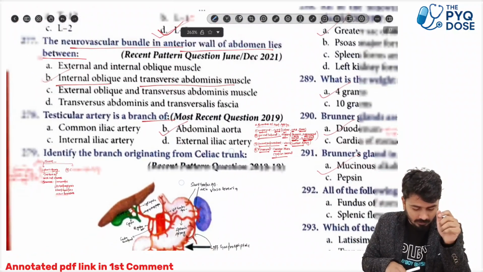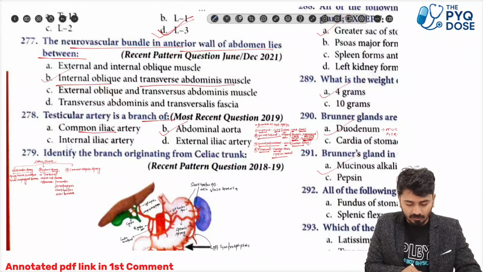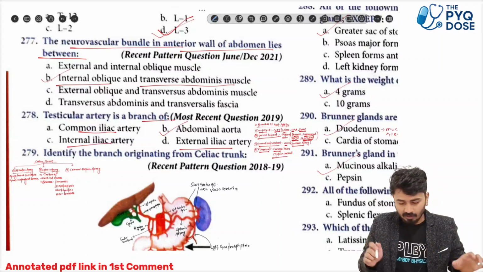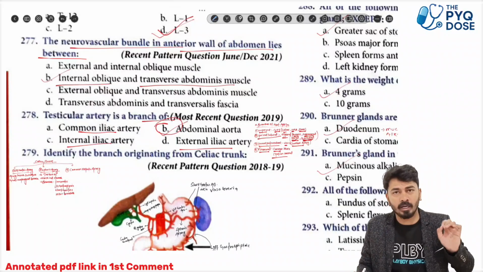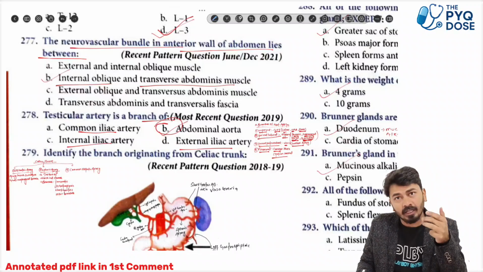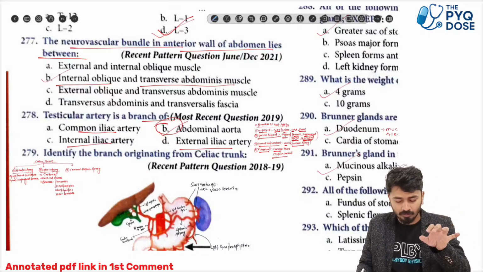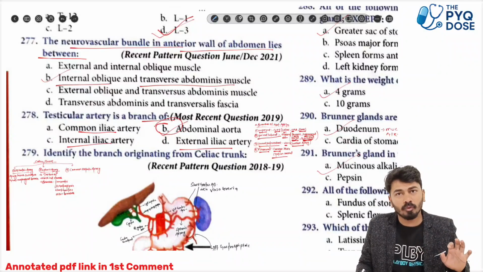So they are simply asking us: the testicular artery is a branch of which? It is neither a branch of the common iliac, internal iliac, nor external iliac. It is a direct branch of the abdominal aorta, among the paired lateral branches: phrenic, suprarenal, renal, and the gonadal artery directly. Gonadal means testicular artery in males and ovarian in females.